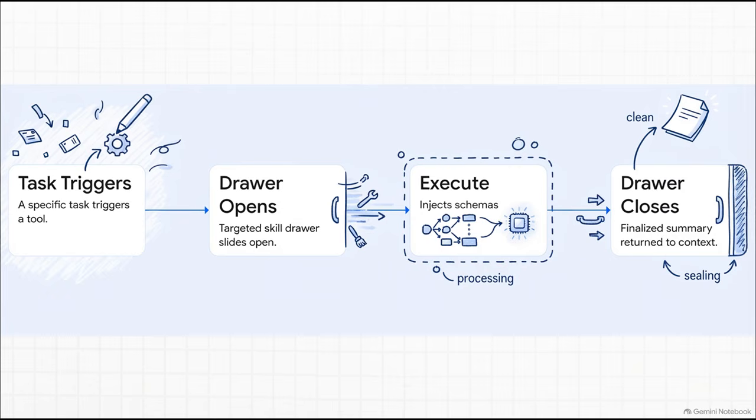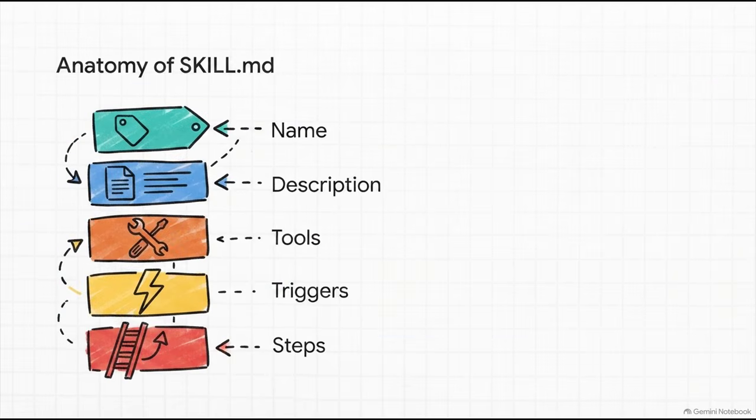First, a specific task triggers a tool. Then, a highly targeted skill drawer automatically slides open. Once it's open, it injects its specialized schemas and executes the procedure locally, right inside a sandbox. And finally, and this is the absolute magic of it all, the drawer shuts cleanly. Only the finalized, neat little summary gets passed back up to the active context, meaning you instantly reclaim all that precious token space. Now, I know that sounds like magic, but it's actually just a declarative markdown file.